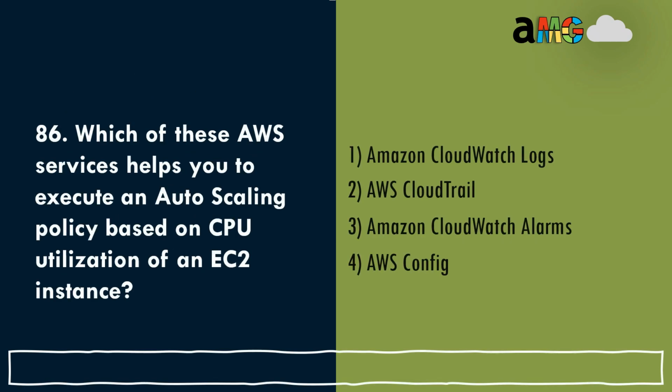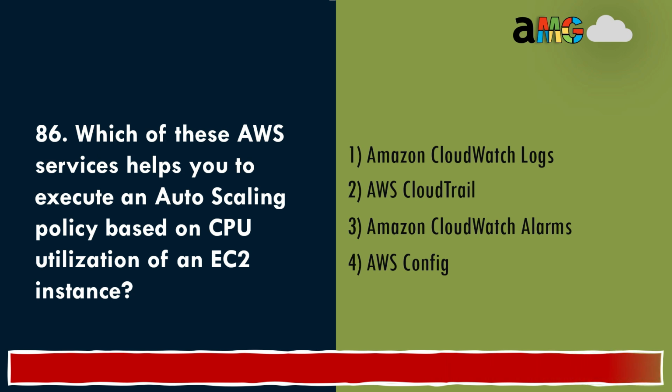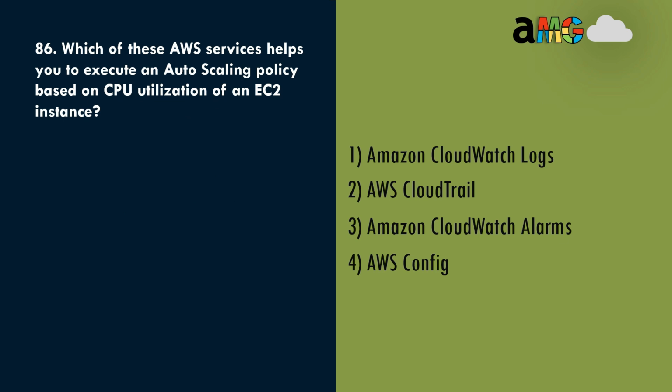Okay. Question 86. Which of these AWS services helps you to execute an auto-scaling policy based on CPU utilization of an EC2 instance? So, guess the answer. Your time starts now. Okay, the time is up. Now let us analyze the answers.